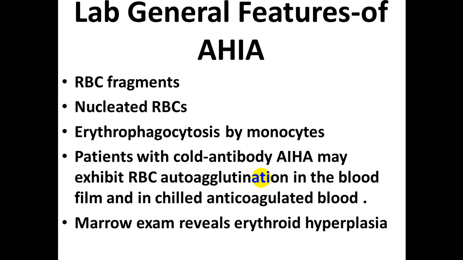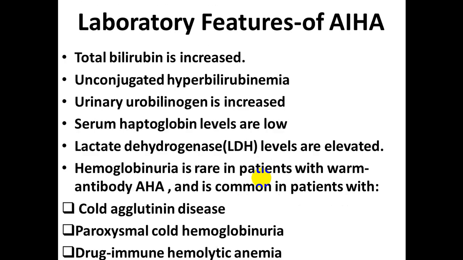Erythrophagocytosis by monocytes. That means monocytes will eat red blood cells. Patients with cold antibody autoimmune hemolytic anemia may exhibit red blood cell autoagglutination in the blood film and in anticoagulated blood. This you can see with your eye. Marrow examination reveals erythroid hyperplasia, as in any type of hemolysis.